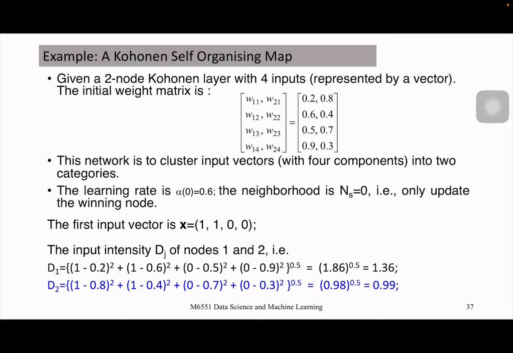Update the winning node. The first input vector is x equals 1100. Compute the input intensity dj of nodes 1 and 2. So you have d1 equals (1 minus 0.2) squared plus (1 minus 0.6) squared plus and so on, where x is 1100, the first input vector. Then d1 equals 1.36. Then for d2, you have d2 equals 0.99.